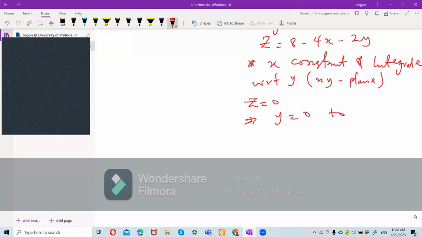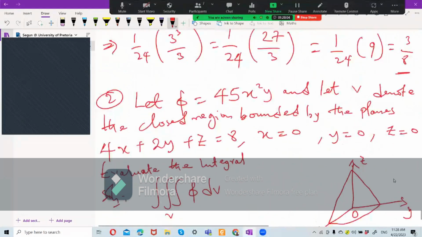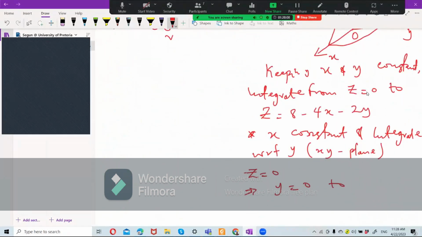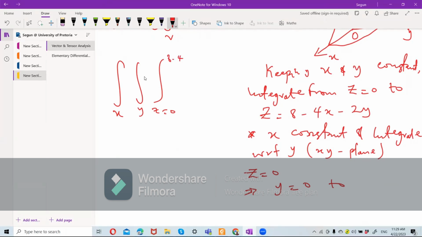I don't get it, sir. Okay. You agree with me that z is equal to 0 from the question? Yes. Now, if z is equal to 0 from the question, remember that we have the integral that we are working on. We have it as a triple integral. Let's say x, y, z. z is equal to 0 to 8 minus 4x minus 2y. Do you agree with this?